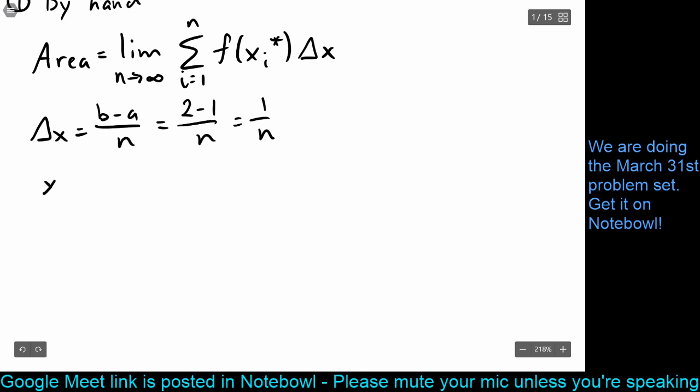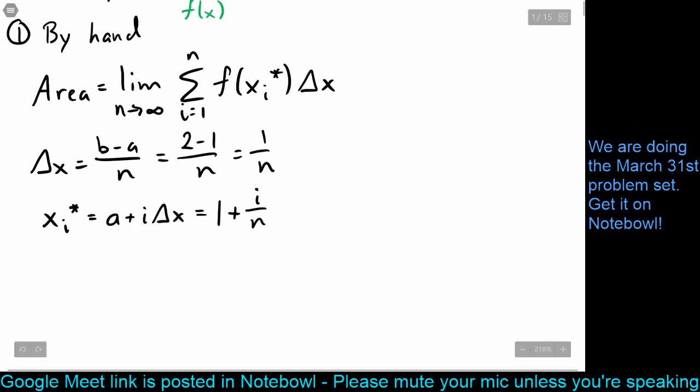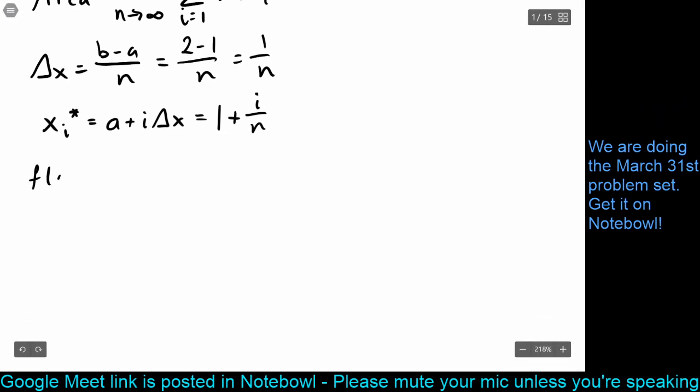Okay, x_i star. Since the right endpoints are going to be the easiest thing to use, we're going to use a plus i delta x. So this is going to be 1 plus i over n. And then we need f of x_i star. So this is 2 times (1 plus i over n) cubed minus (1 plus i over n) squared.